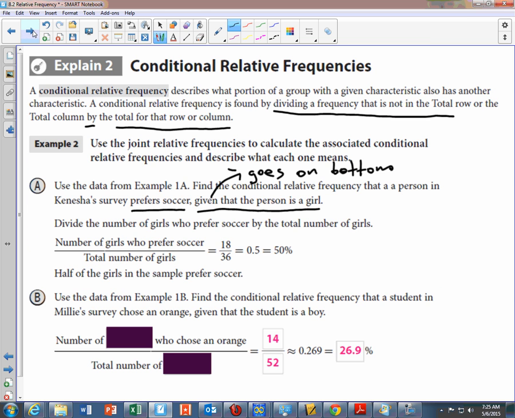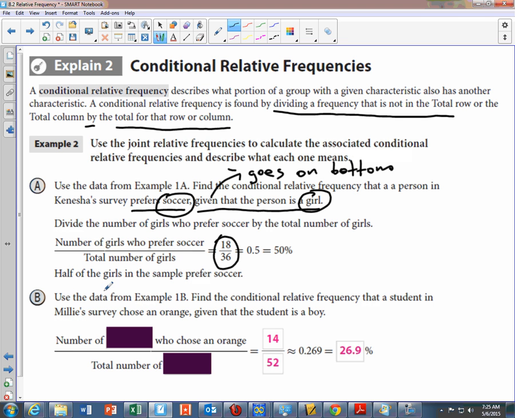Excuse me, it's on page 360, but the total was 36. Now, what goes on top is what we're looking for. We're looking for girls who what? Prefer soccer. So not only are we looking for girls, we're looking for girls that prefer soccer. So how many girls prefer soccer? When I look at that table, I go over to the girl row, and under soccer is 18. So 18 divided by 36 is 0.5 or 50%. Half of the girls in a sample prefer soccer.